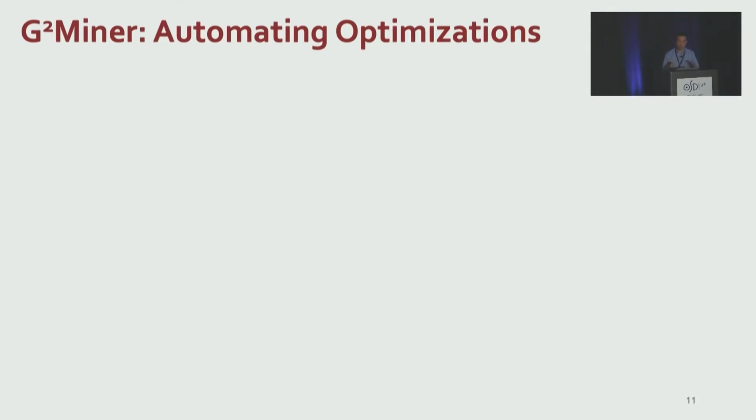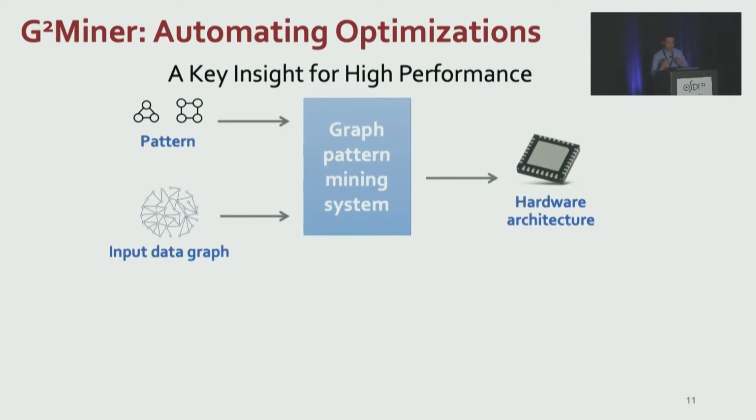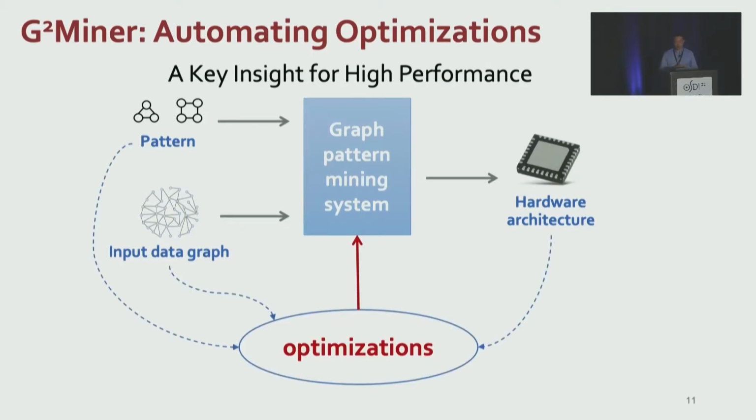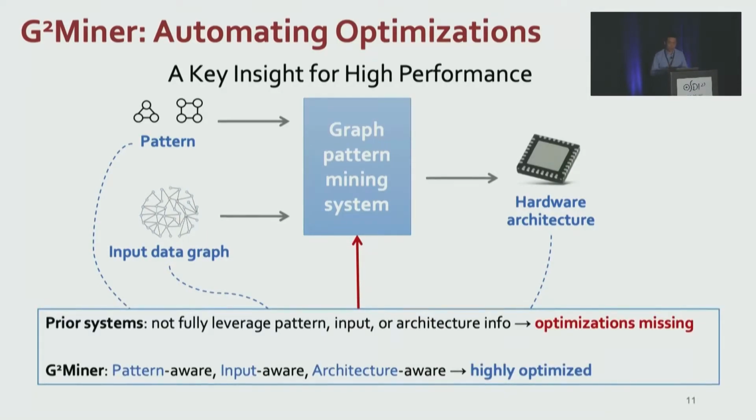Instead of hand optimizing for graph pattern mining problems case by case, we build a system, G2Miner, to simplify programming by automating the optimizations. Our key observation from investigating a large number of hand-optimized graph pattern mining applications is that there is a lot of information in the pattern, input data graph, as well as the hardware architecture that can be leveraged to apply optimizations. But prior systems do not fully leverage this useful information, and so many optimizations are missing in these systems. In contrast, G2Miner is aware of all 3 aspects of information, and therefore is highly optimized.